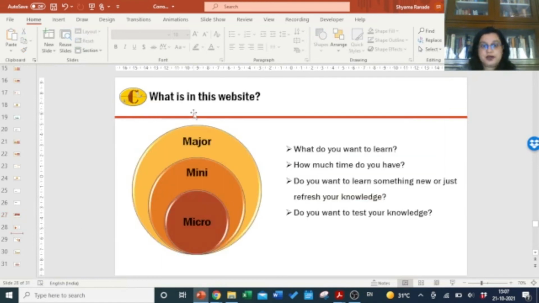So what is in this website? With all the learning that I got from the previous courses, I devised this website, and there are 3 stages. Basically, you have a major course, a mini course and a micro course, and the one you select depends on what you actually want to learn. Do you want to learn corrosion of a particular industry? Do you want to learn a simple concept? How much time do you have? Are you able to dedicate a long amount of time every day, or do you want something where you say, I have my weekend free, but I really want to brush up my concepts? I have only that small amount of time. Do you want to learn something new, or do you just want to refresh your knowledge, or do you want to test your knowledge? Depending on this, you can select one of the 3 types of courses.